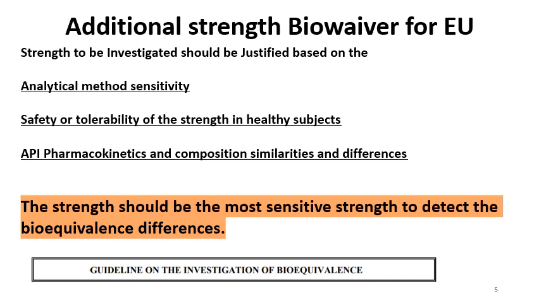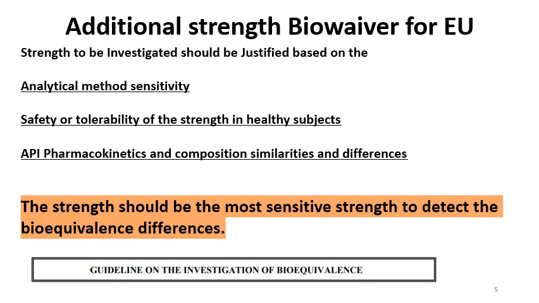The data is submitted for innovator dissolution and test product dissolution, but if your B strength is qualifying the B criteria, then based on that strength, the other strengths are eligible or not eligible for biowaiver. That should be discussed. The strength should be the most sensitive strength to detect the bioequivalence differences.